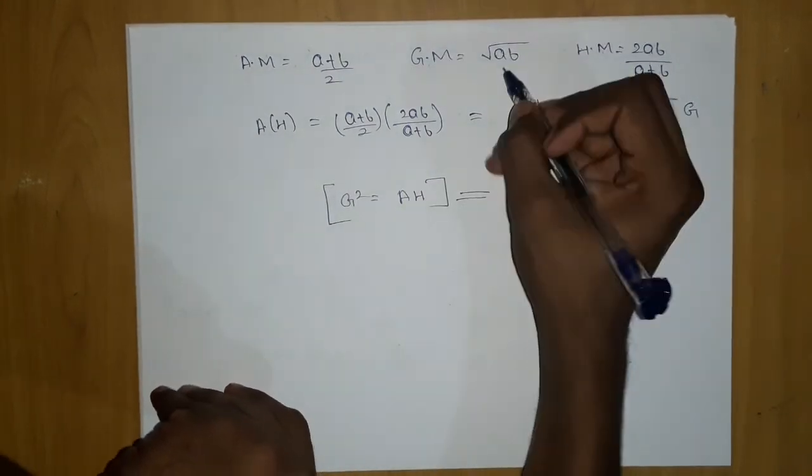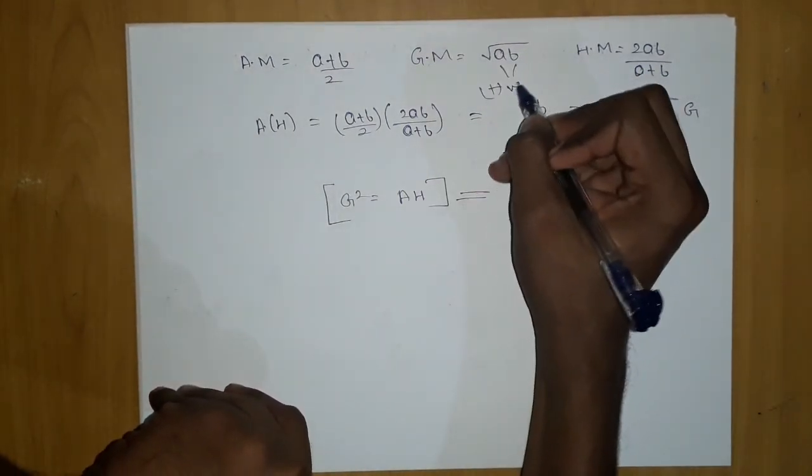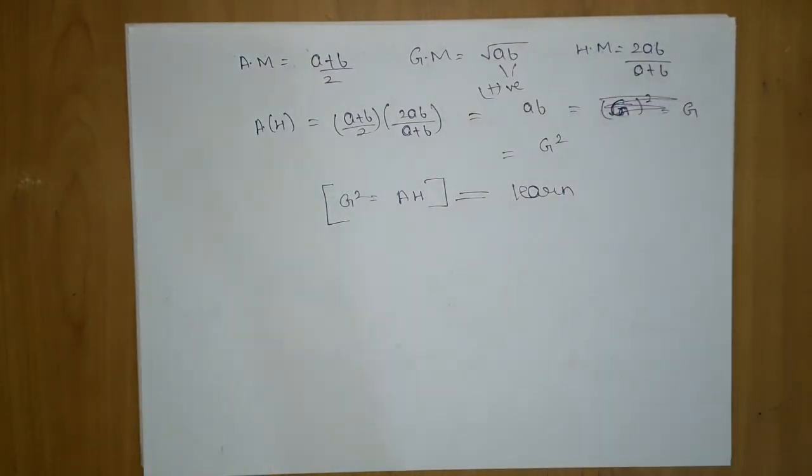Now one more thing, a and b both should be positive. Positive, because under root is only defined when it has positive numbers inside. So keep this in mind, a and b should be positive, distinct natural numbers.